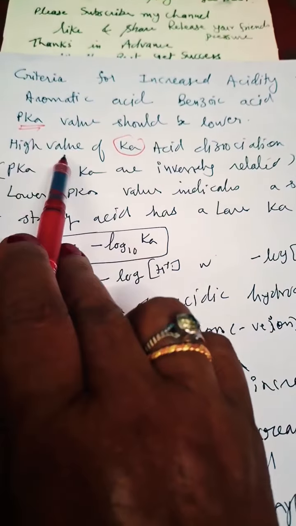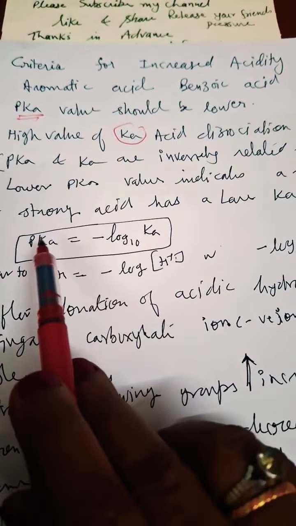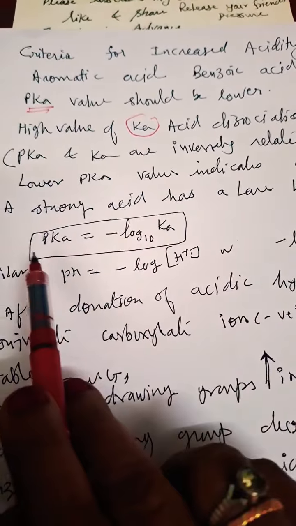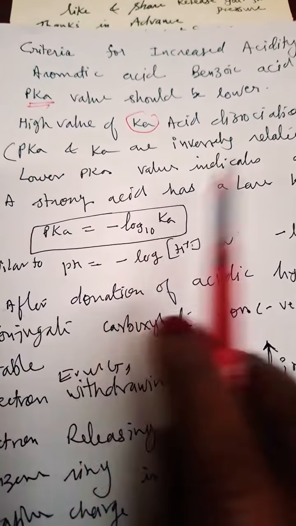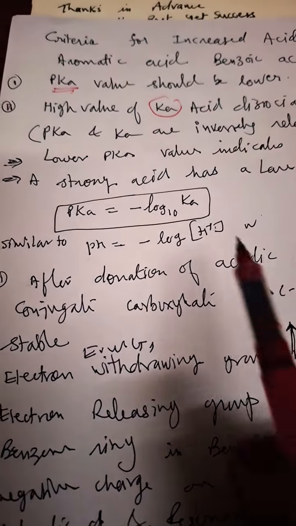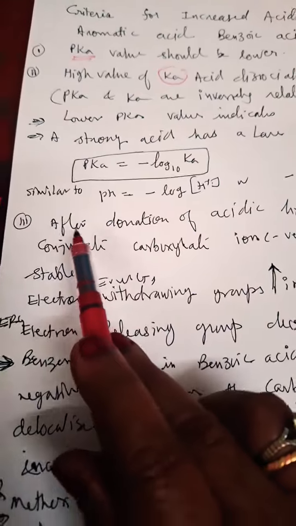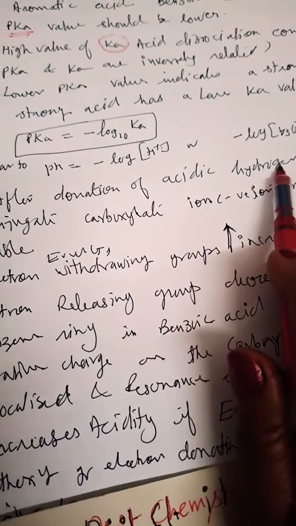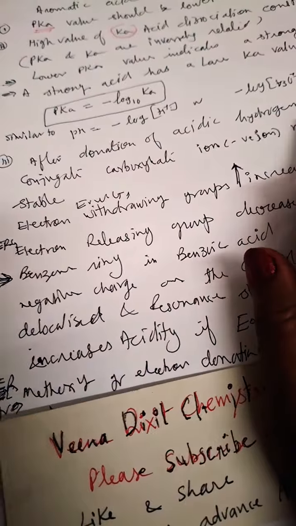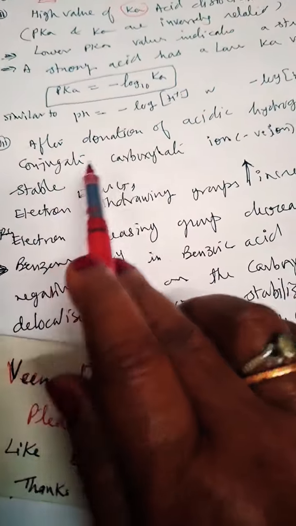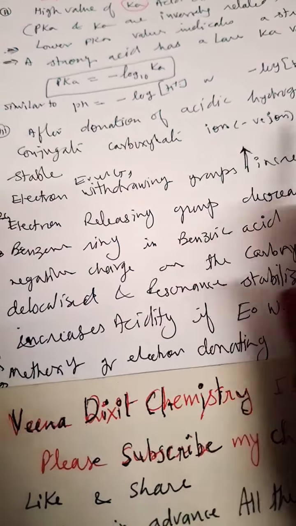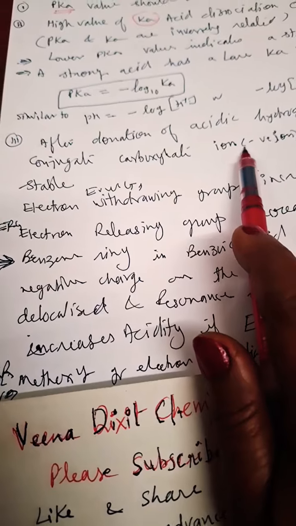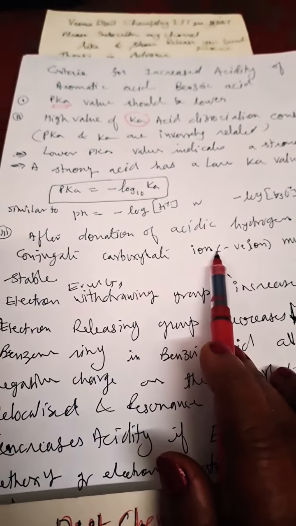Why? Because pKa and Ka are inversely related. pKa is equal to minus log Ka. So if pKa is lower, Ka will be higher, so the acid will be stronger. Now second, after donation of the acidic hydrogen, it will release H positive ions, and the conjugate carboxylate ion left behind must be stable. If the conjugate carboxylate ion is stable, the compound will be highly acidic.